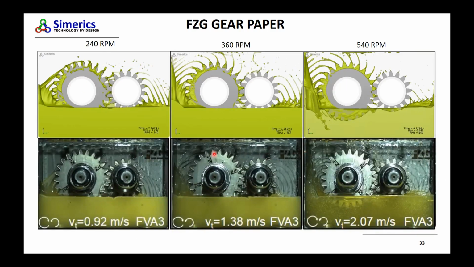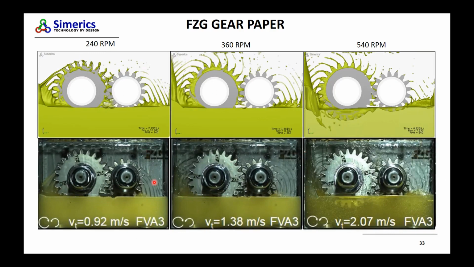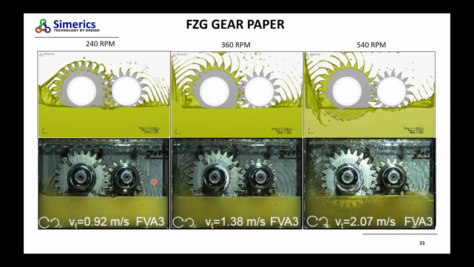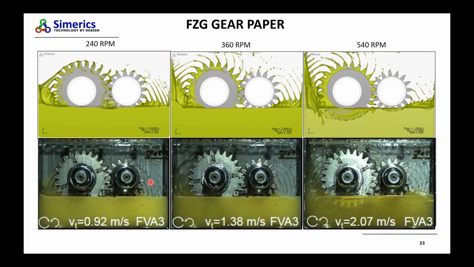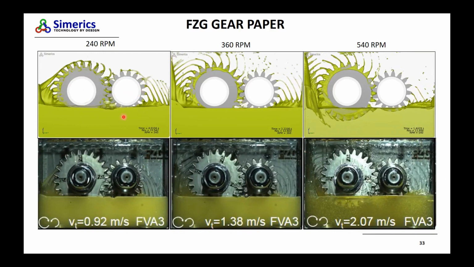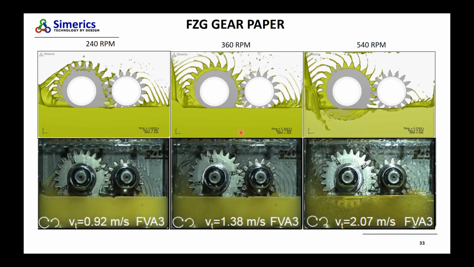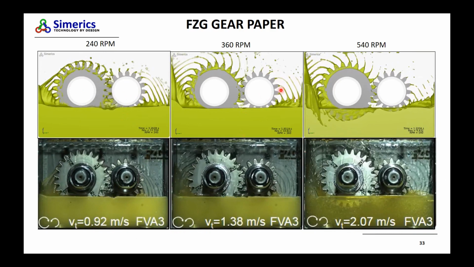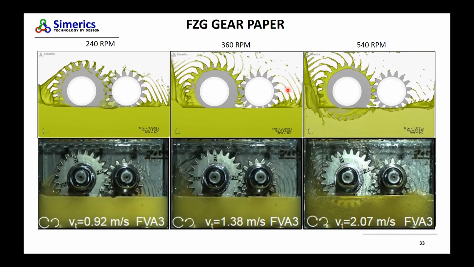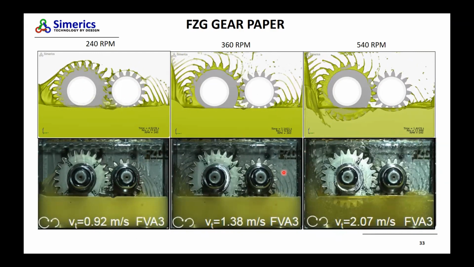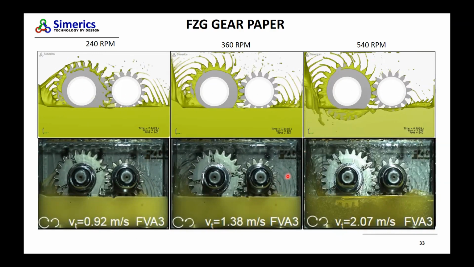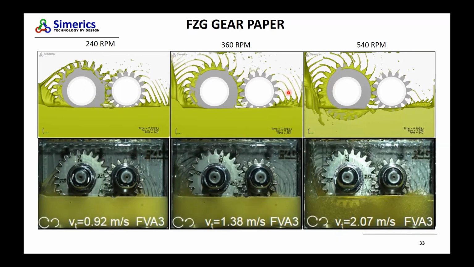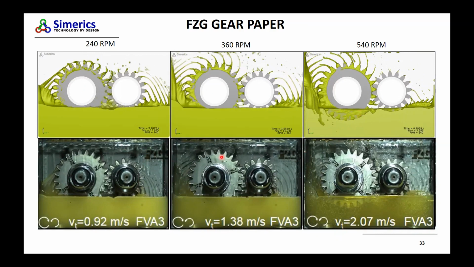We look at some qualitative results of how the distribution of oil looks in the test compared to the simulation. Two things of note here. One is that as you increase the speed, you fling a little more oil, so you have more of an oil jet or oil stream that gets captured on the gear tooth.